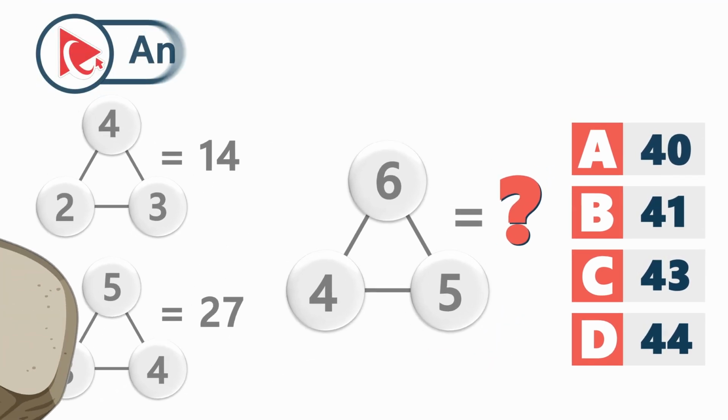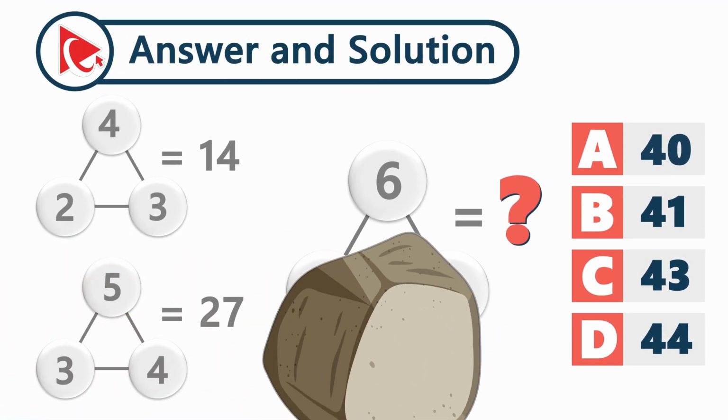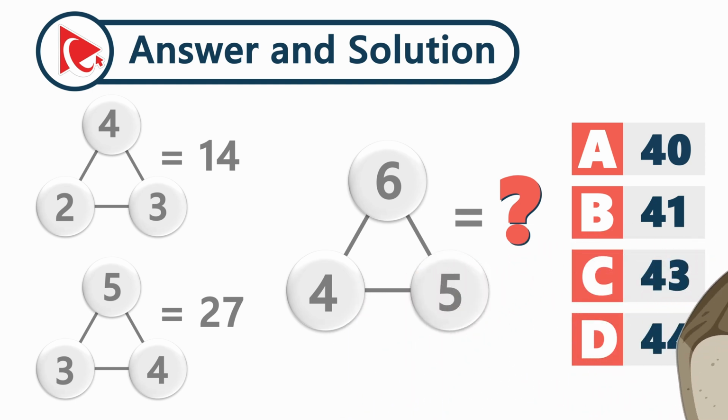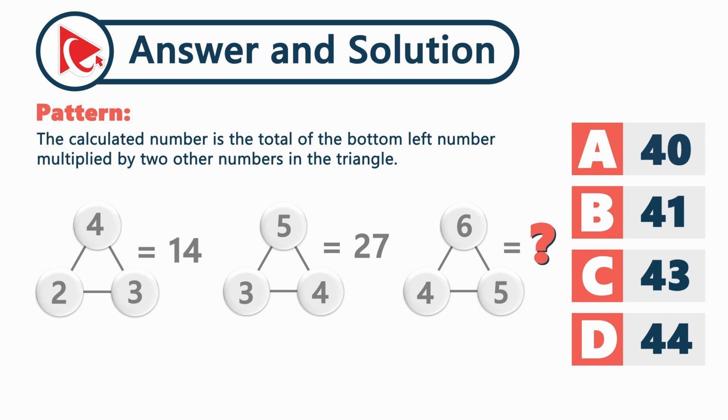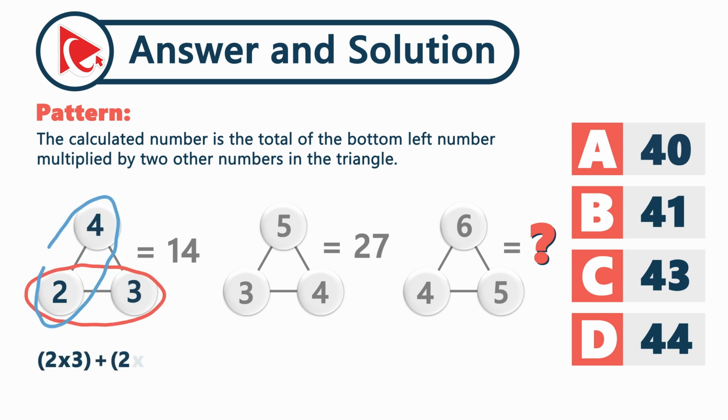The funniest thing with this boulder is that it doesn't seem too hard to push it uphill once you know the pattern. And the pattern here is extremely simple. The calculated number is the total of the bottom left number multiplied by the 2 other numbers in the triangle. Let's look at the example. So the first triangle has numbers 2, 3, and 4. 2 multiplied by 3 in parentheses plus 2 multiplied by 4 in parentheses equals 6 plus 8 and equals 14. Obviously, you don't even need parentheses in this expression since multiplications will be done first.